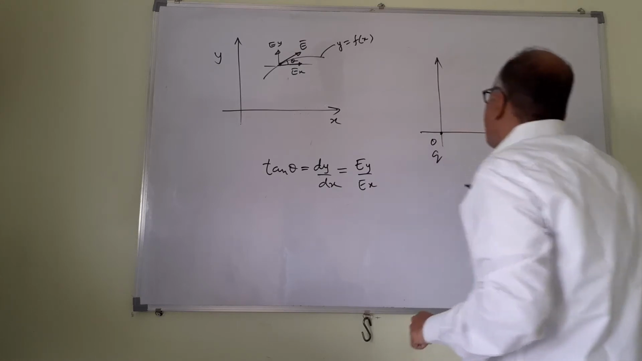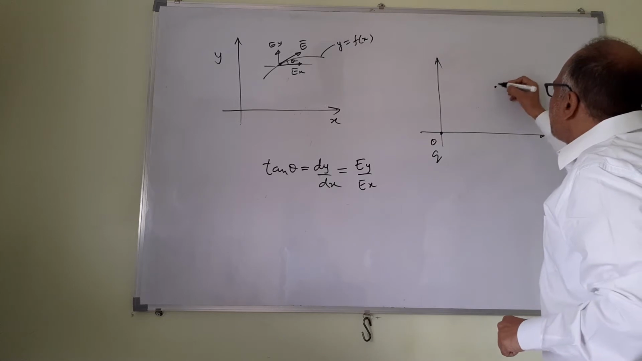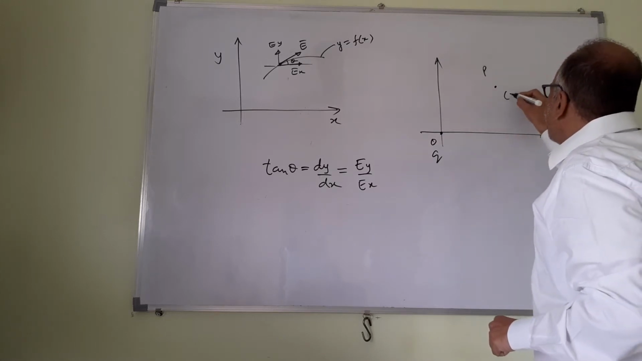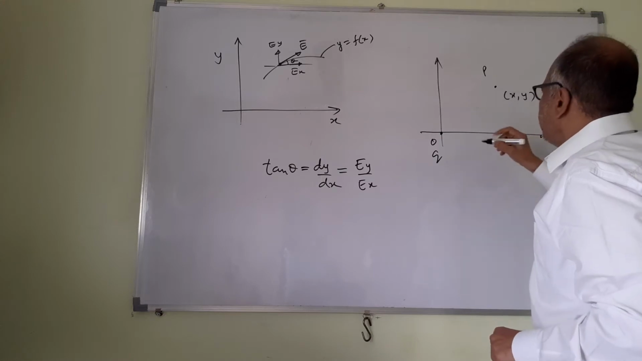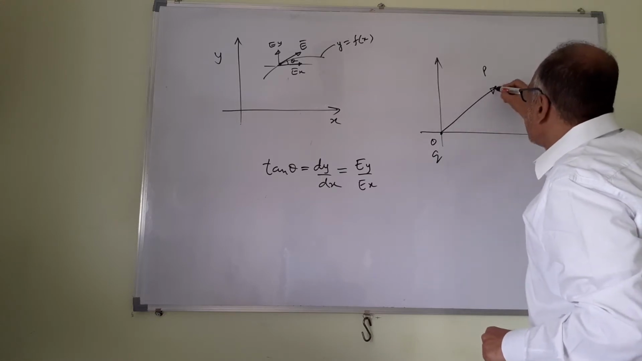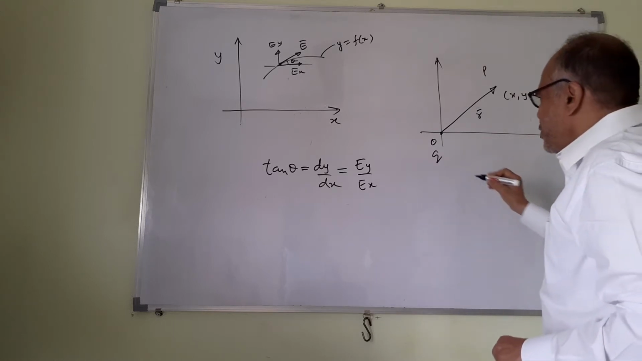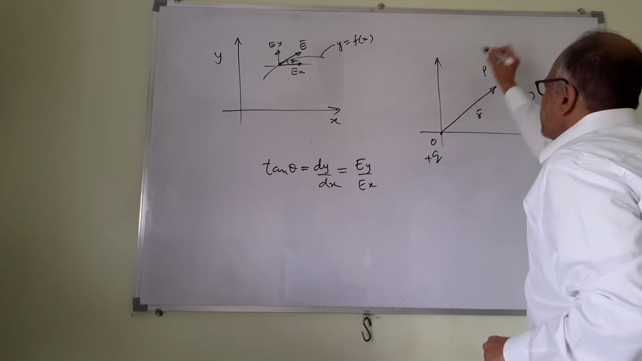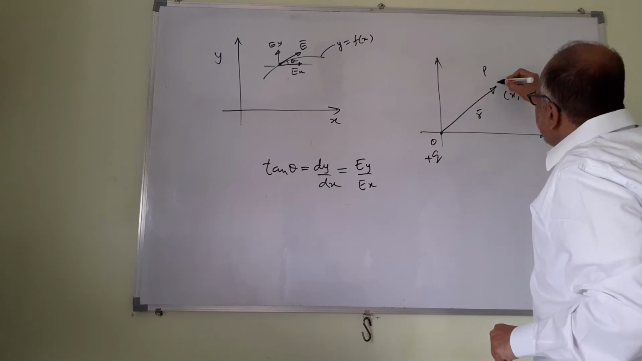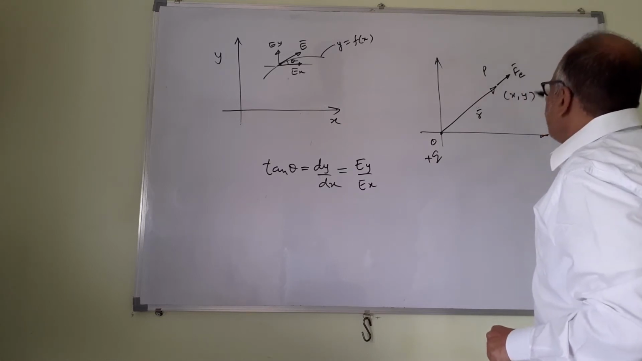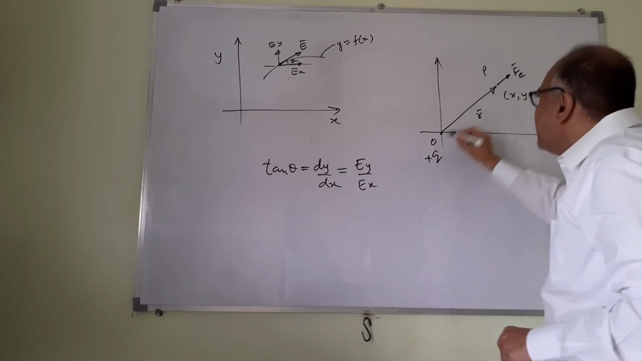At the origin there is a point charge q, and there is a point p which has coordinates x comma y. Let the position vector be r. So the field, this is a plus q charge, let's say. If you place the test charge here, it will experience a force Fe along the line joining the two.